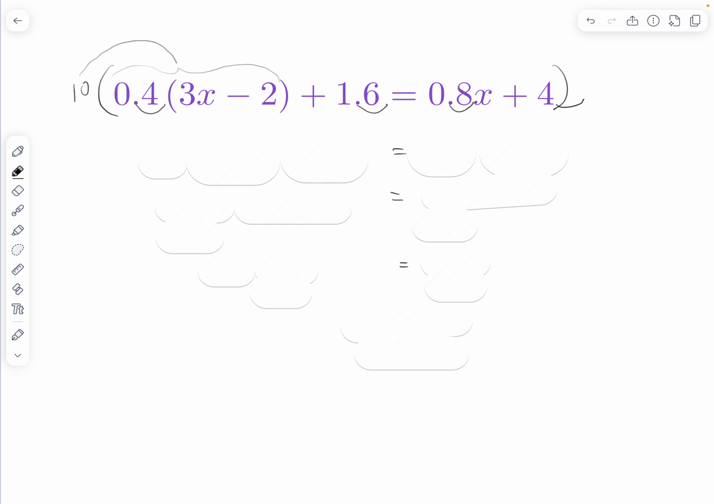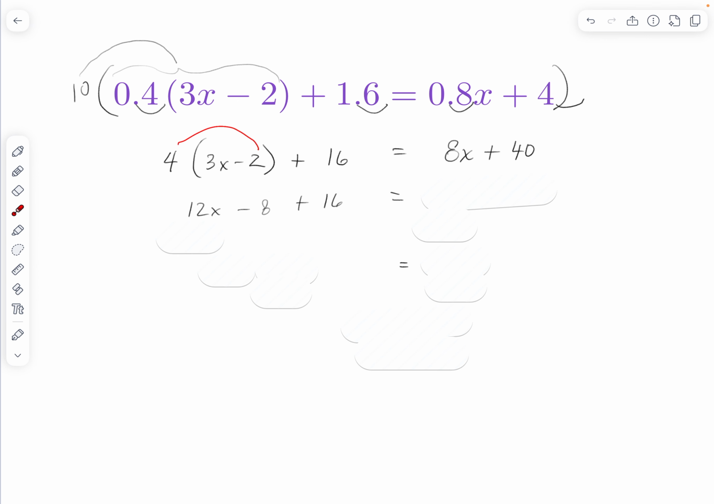All right, so that is going to be a 4. All right, so this first one is going to turn into 4 times 3x minus 2. I didn't do anything with that, plus a 16 is equal to an 8x plus a 40. Now, the next thing I need to do is I need to go ahead and distribute my 4 to both of those. So that's going to be a 12x. This is going to be a minus 8. And then I'm going to copy my plus 16. The right side I'm going to copy.